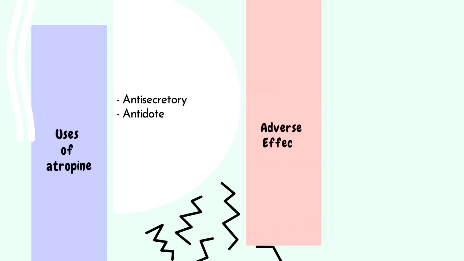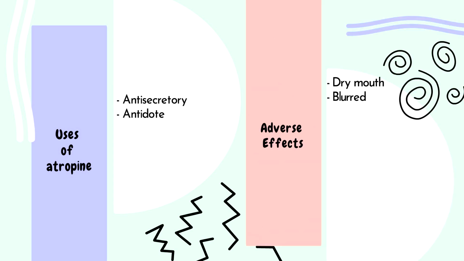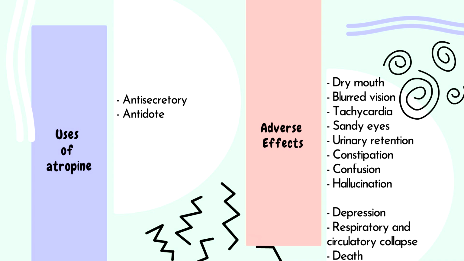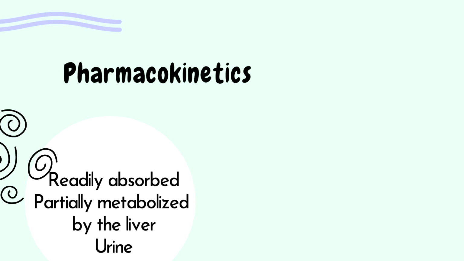Depending on the dose, the adverse effects of atropine include dry mouth, blurred vision, sandy eyes, tachycardia, urinary retention, constipation. In the CNS, it may cause confusion, hallucinations, delirium, which may progress to depression, collapse of the circulatory and respiratory systems, and death.